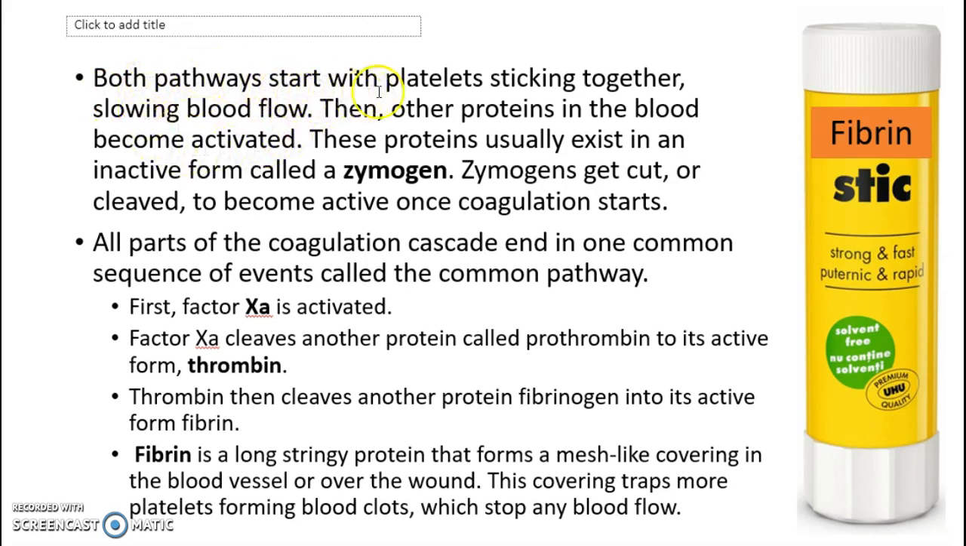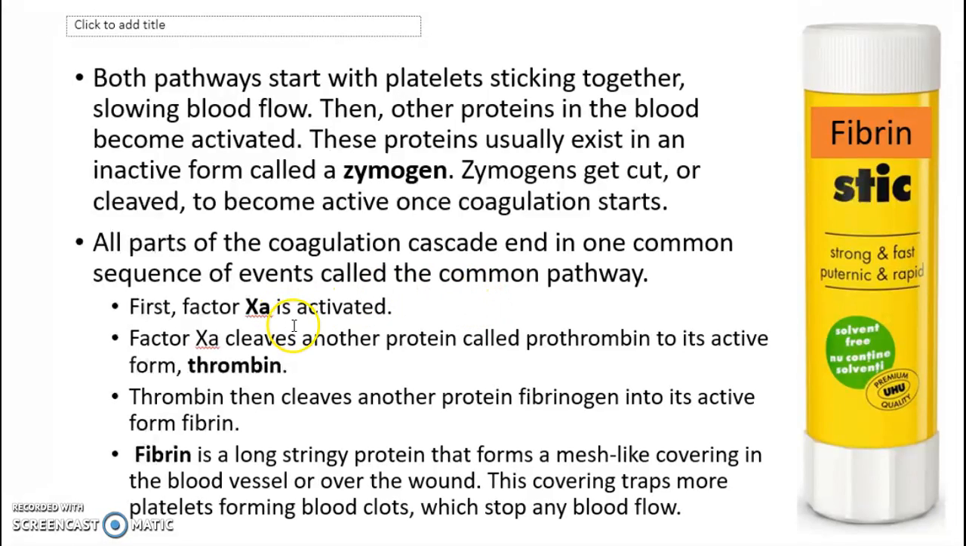And both pathways start with the platelets sticking together, slowing blood flow. And then other proteins in the blood also become activated. The proteins are usually found in the inactive form called zymogen. And the zymogen gets cleaved and becomes active once the coagulation starts. And all parts of the coagulation, whether the extrinsic pathway or the intrinsic pathway, end up in a common sequence of events called the common pathway.